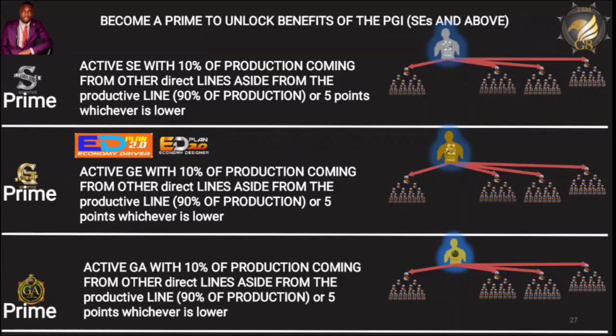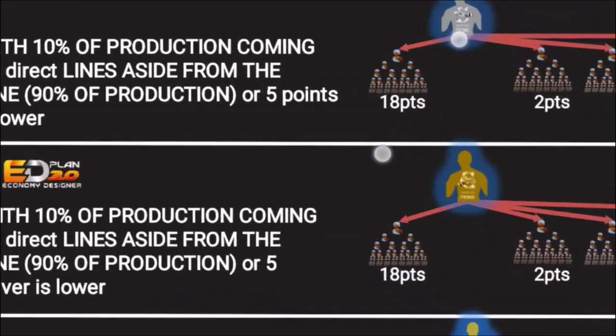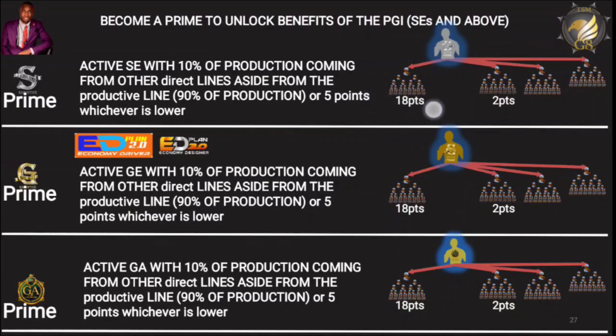If you're an active silver executive, you need to have 10% of production coming from other direct lines aside from the productive line. The productive line is where you have the team that is doing a lot of activities in terms of reorders, PMA, and all that. So from that team, you need to have 90%. If you check where I'm touching, we can say that this is the bigger team that is doing 90% production. And then the remaining 10% of the production coming from your team has to come from the other remaining legs. So this one is 90% and this one is 10%, all of them combined like that.